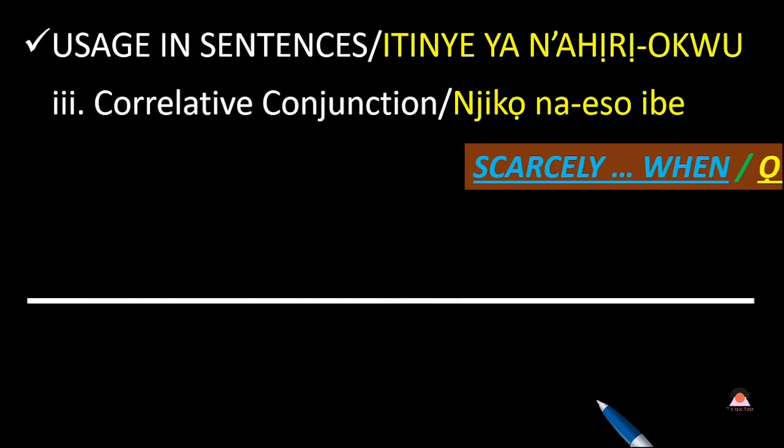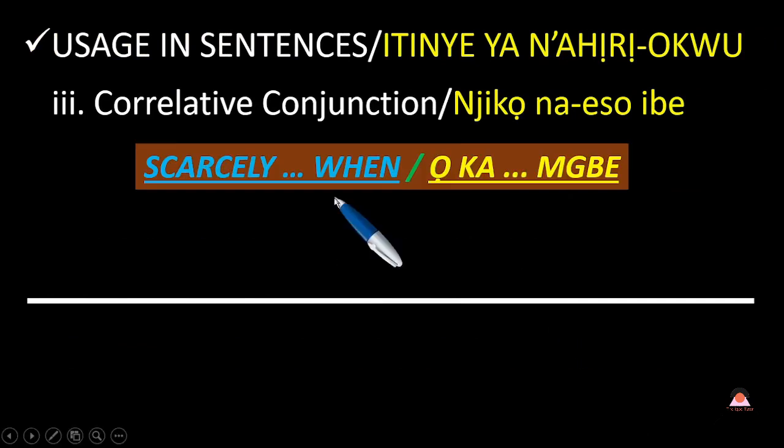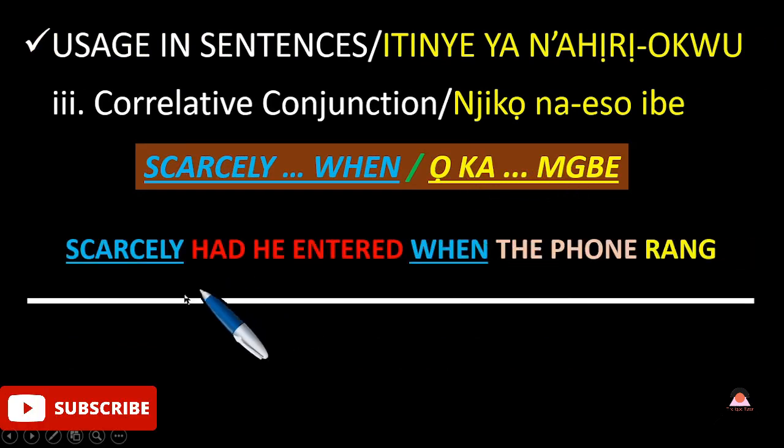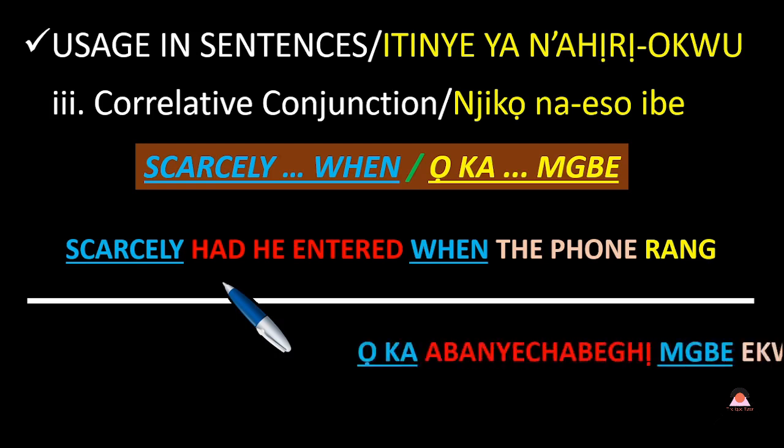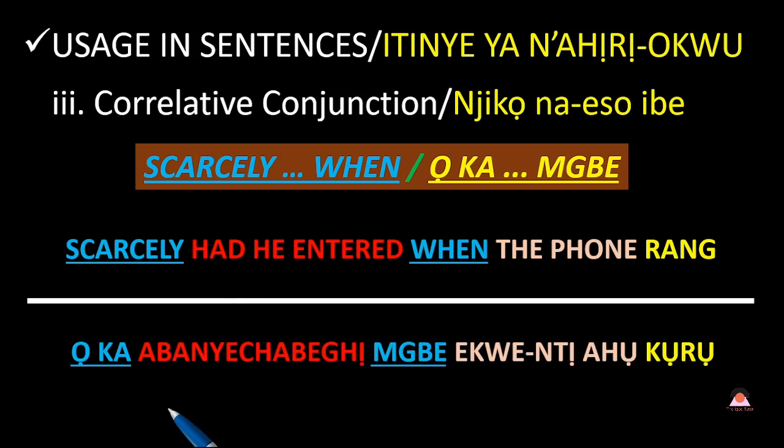We move on to another example. Scarcely when. And then the Igbo version, ọka mgbe. To be clearer in the sentence. Scarcely had he entered when the phone rang. Let's see the Igbo version. Ọka banyechabeghị mgbe ekwentị ahụ kụrụ. Ọka banyechabeghị. He's just entering, as soon as entering, he has not even finished entering. Okay, that is Igbo version.